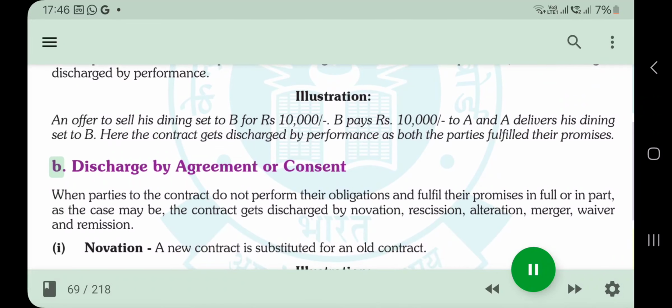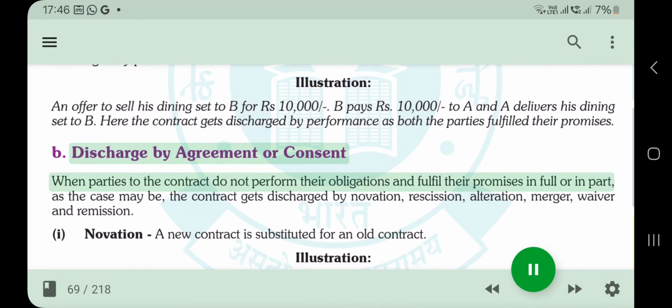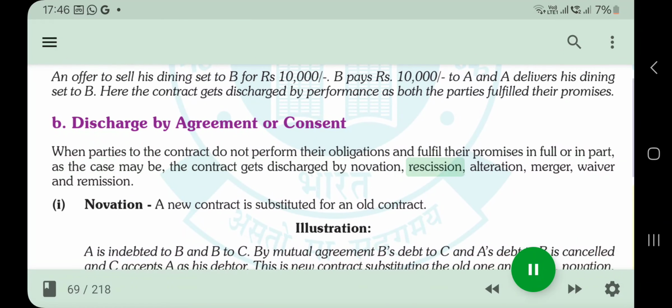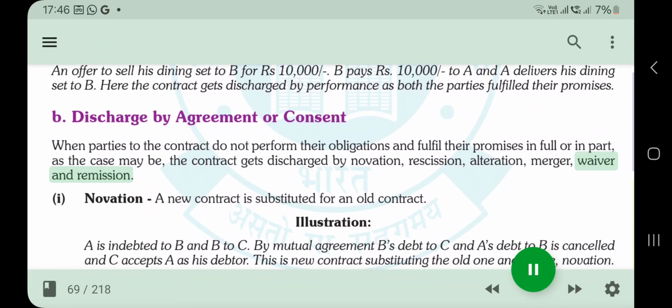B. Discharge by agreement or consent. When parties to the contract do not perform their obligations and fulfill their promises in full or in part, as the case may be, the contract gets discharged by novation, rescission, alteration, merger, waiver and remission.